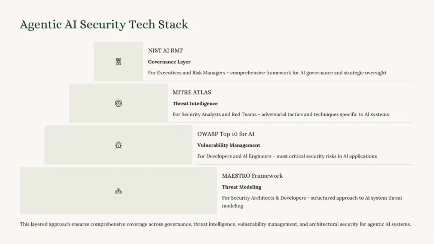So here's the tech stack. Like we had for lions, tigers, and bears for Gen AI, the same thing exists here for agentic AI. You've got the NIST AI RMF that does specifically cover agentic AI. You've got MITRE Atlas that talks about that. There is an OWASP top 10 for agentic AI as well. And then the Maestro framework that I mentioned before is a threat modeling framework for agentic AI.